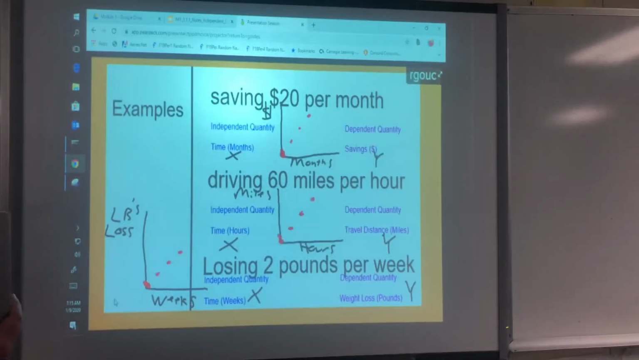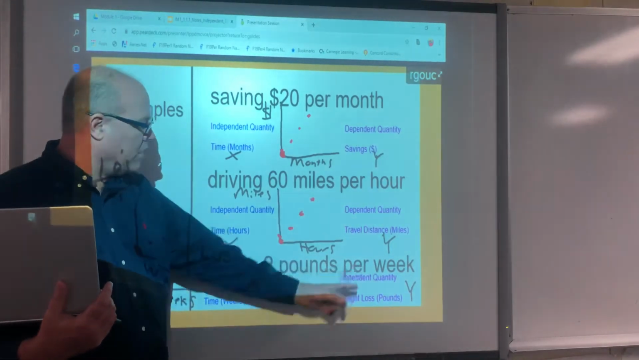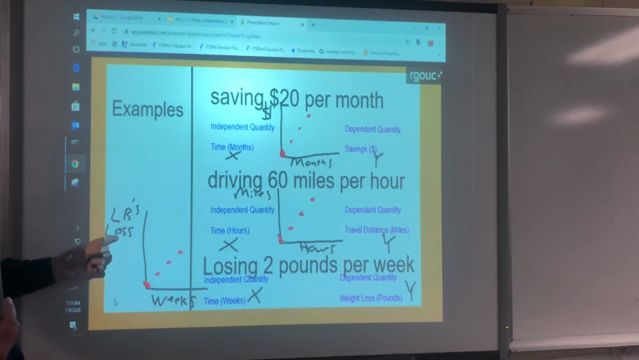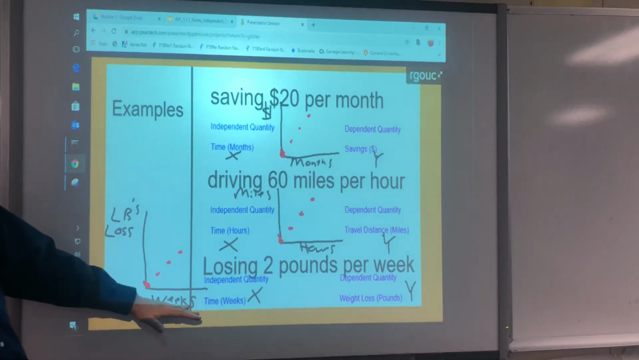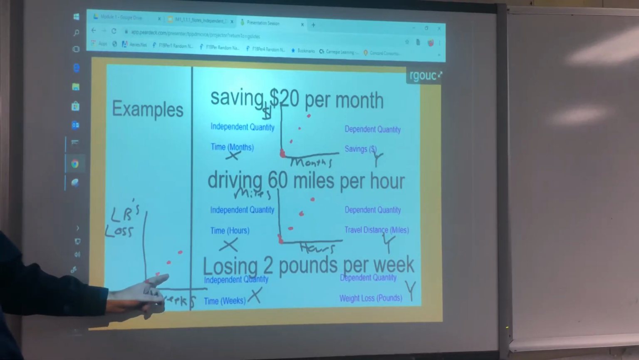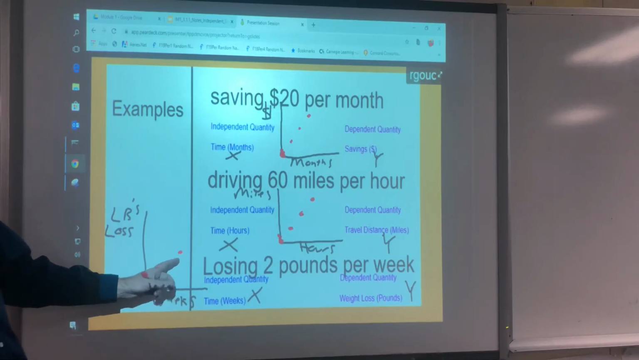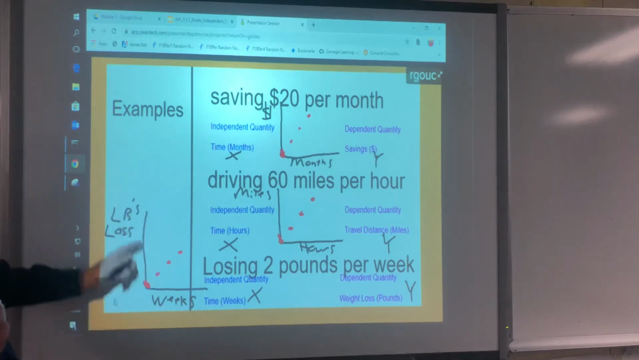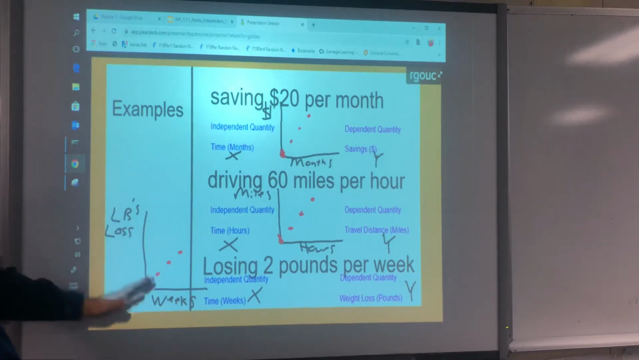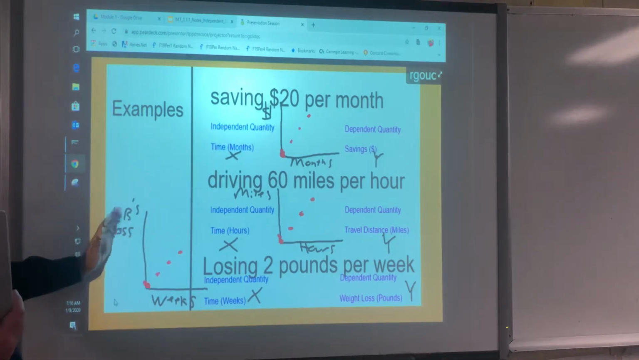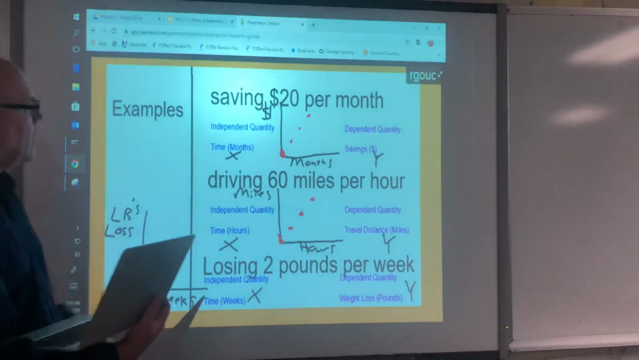All right, losing 2 pounds per week. So this is total pounds lost, and this is weeks. So 1 week, we lost 2 pounds. Another week, we lost another 2 pounds. Another week we lost another 2 pounds, up to 6 pounds lost. So even though it's going up, you're losing weight because we've defined this as pounds lost. It keeps getting more and more. It's not your total body weight being measured here. Otherwise, that'd be decreasing.